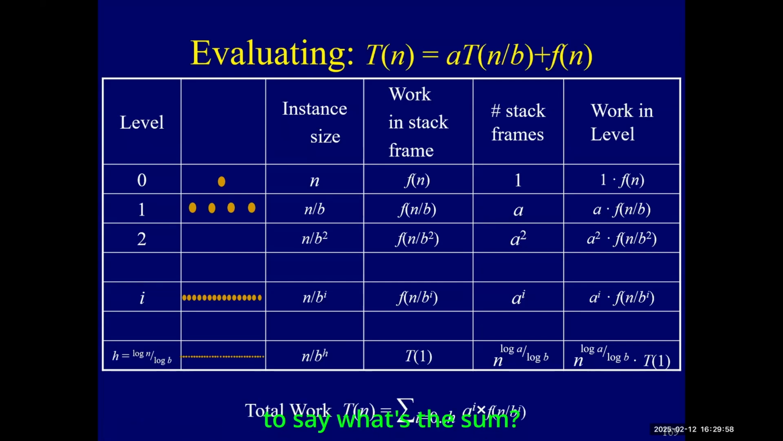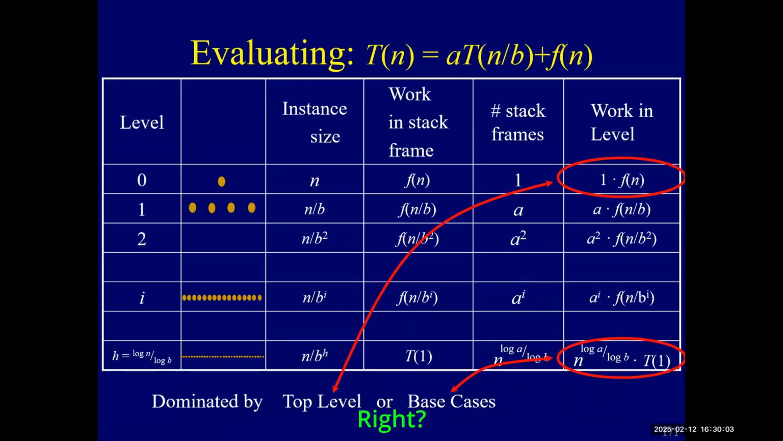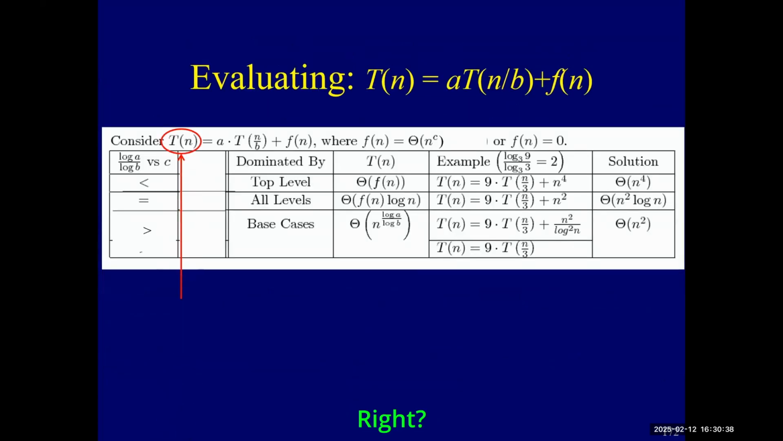And so we want to say, what's the sum? Well, probably the sum is whichever one's bigger, right? So we go back here and we say, is one of these bigger? And if it's bigger, then that's the answer. If they're both the same size, then all the layers in between will be the same size, and the answer will be the value at that level, that's the same, times the number of levels, which is log n. All right, so let's do that again, right?